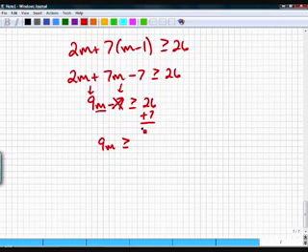9m is greater than or equal to, anybody? 33. Last step. Divide by 9. M is greater than or equal to. There's several different ways you can do this. Get into this habit. That's a fraction. That's also a division problem. Fractions, division problems, the same thing.